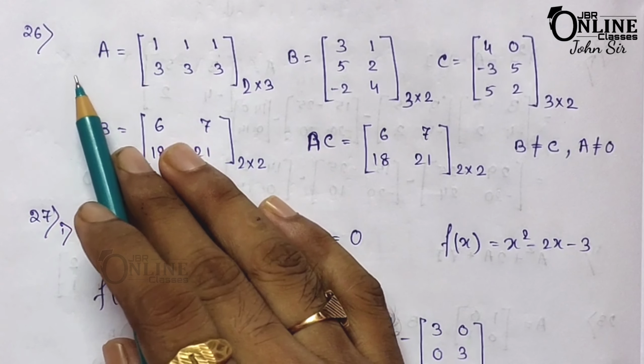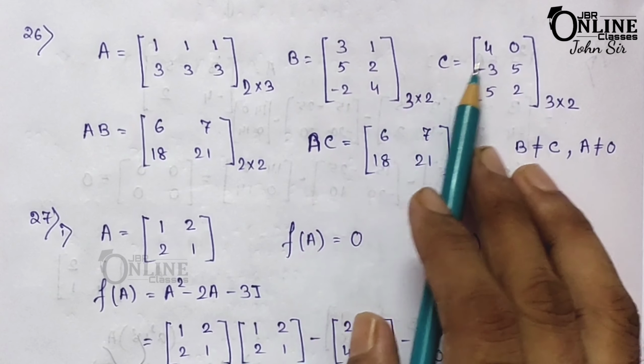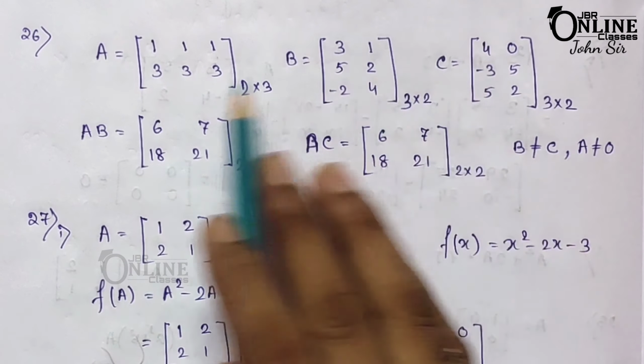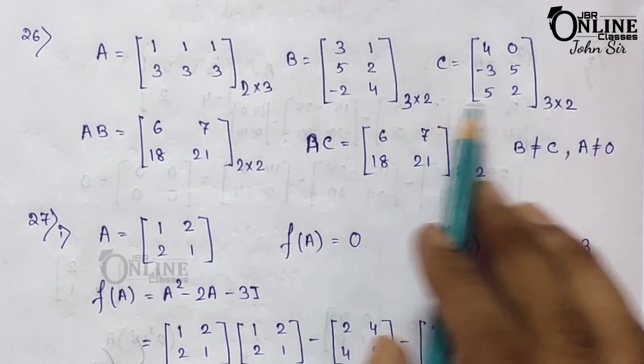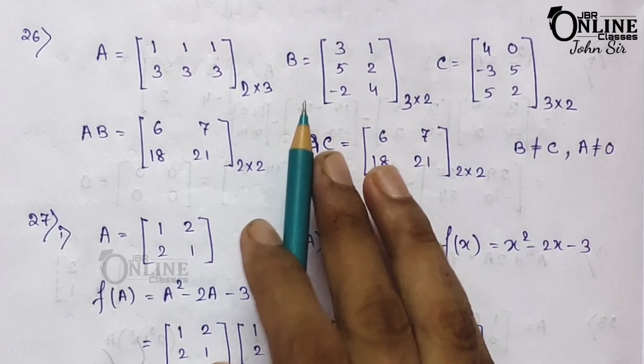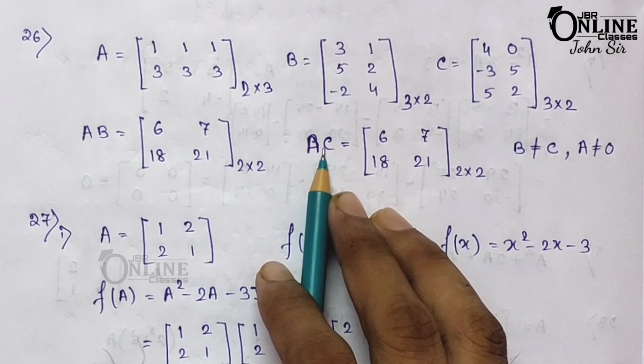So here in sum number 26, A equal to this one, B equal to this one and C equal to this one. First you have to find out the order of the matrix. So 2 cross 3, 3 cross 2 and then 3 cross 2. Next, you have to prove that AB equal to AC.